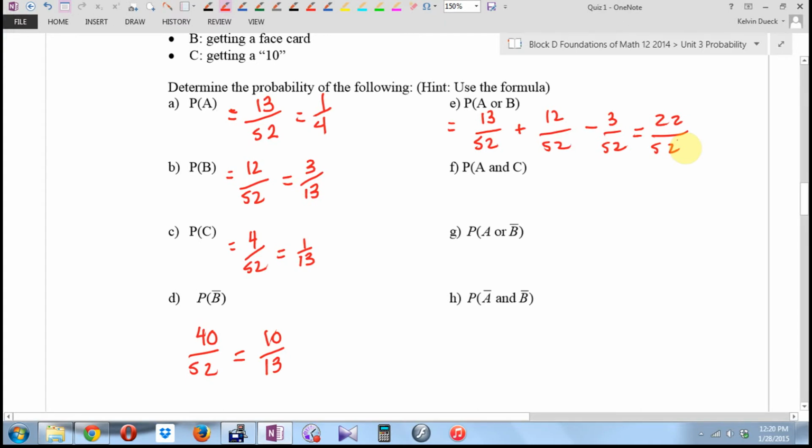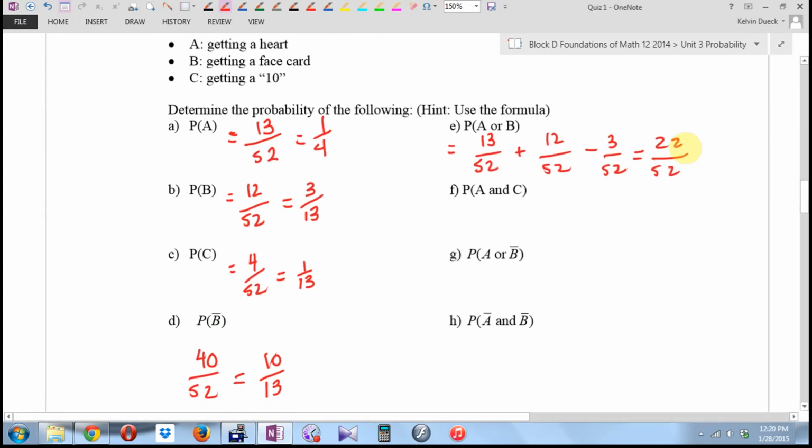A and C. And I know "and" means multiply, but wait a minute. How many cards are we picking here? I'm going to count it. How many cards are hearts and 10s at the same time? In fact, what do we call that card? The 10 of hearts. And there's one of them. That was too easy, I think.